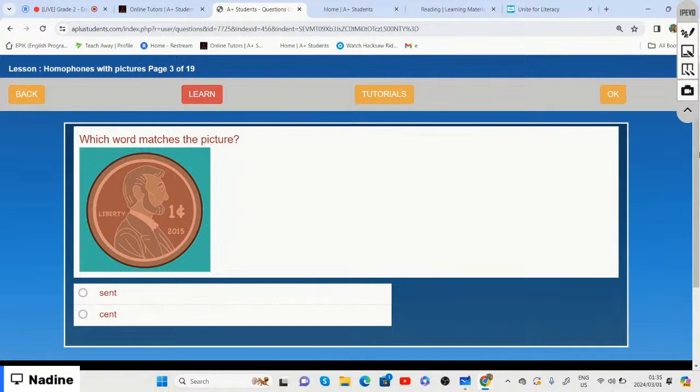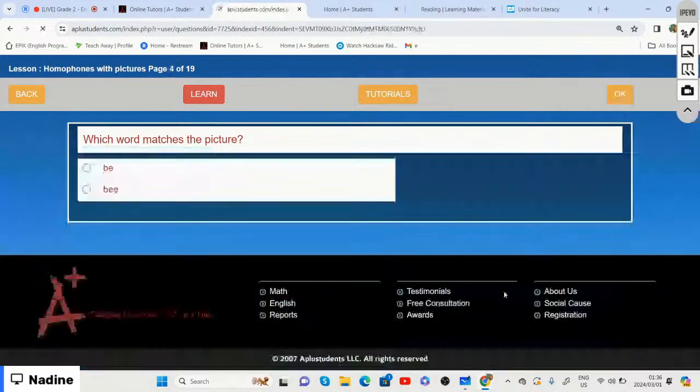All right, so if we choose the correct one to match the picture, then we will choose the second option, which is C-E-N-T. So this is, for example, cent, which has to do with money. And the other word, sent, is like when you're sending something or posting something or sending a letter. So cent is correct.